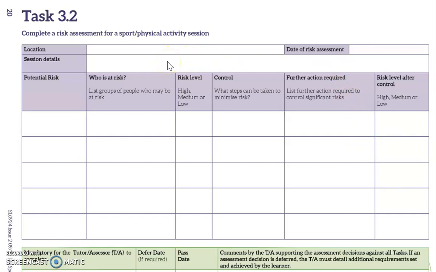You should be able to complete that when you look and you observe other lessons, or when you observe other sports leaders teaching their lessons as well.